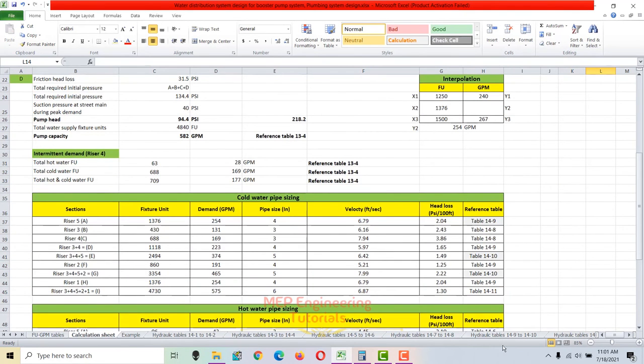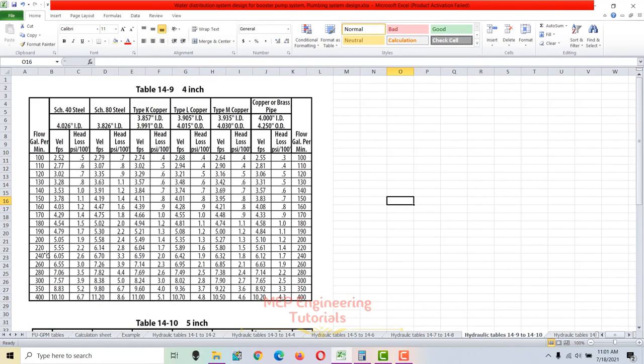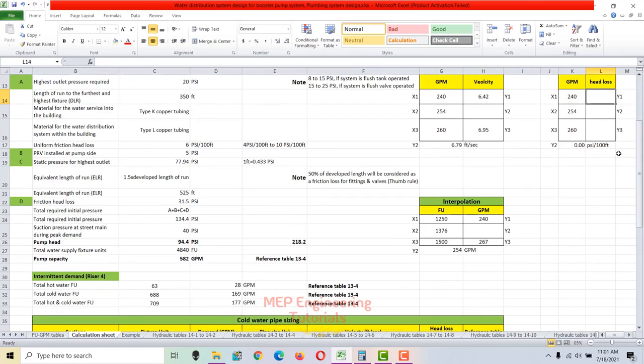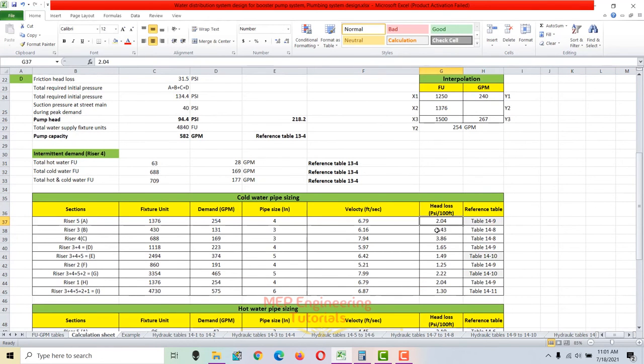Now we'll calculate the head loss. At 240 and 260 for copper L tubing, how much is the head loss? At 240 it is 1.9 psi per 100 foot, and at 260 the head loss is 2.1. So the calculated head loss is 2.04 psi per 100 foot. This is how you use the hydraulic table to get the pipe size for cold water pipe sizing.